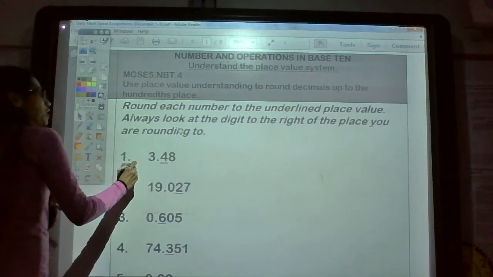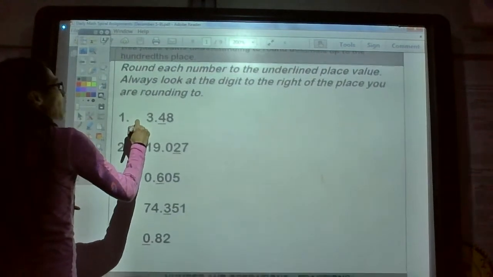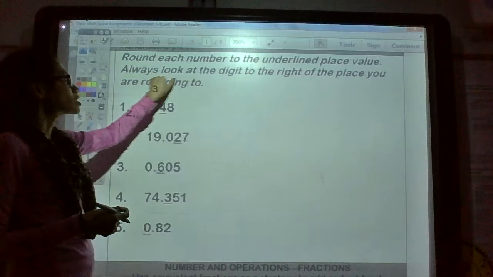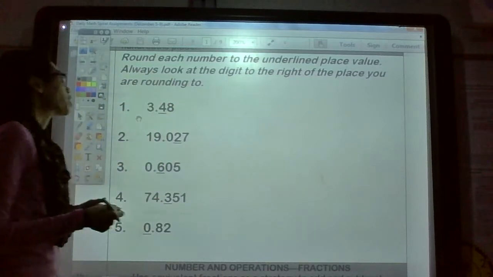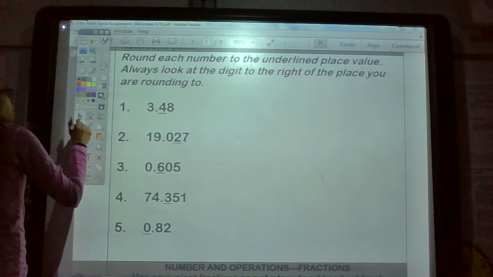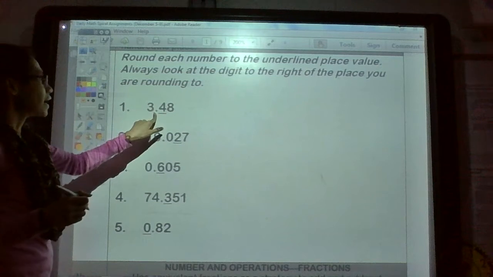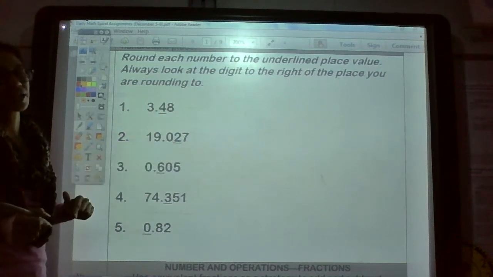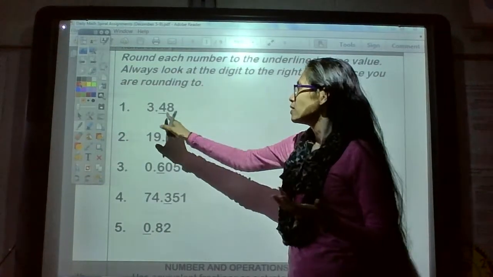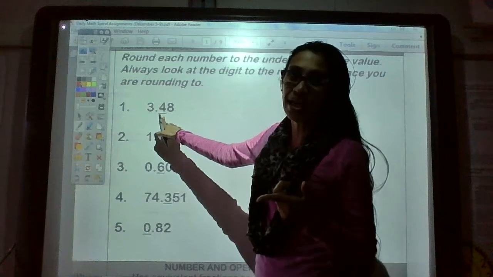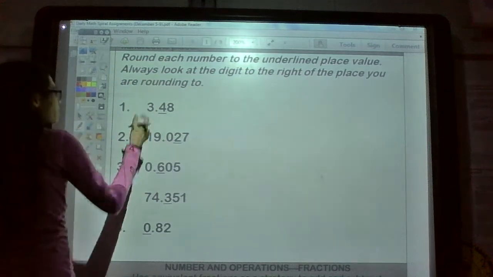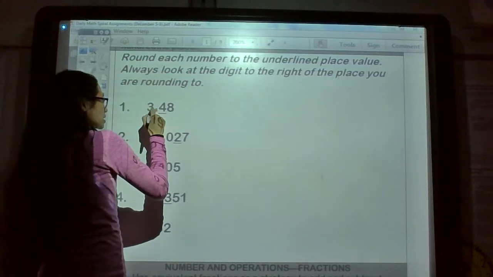All right. So for these problems, we need to round each number to the underlined place value. Here's your clue. Always look at the digit to the right of the place you are rounding to. Now, look at this first one. Let's say that number with me. That number is 3 and 48 hundredths. We are rounding to that underlined place. What is the digit in that underlined place? That's a 4. And what place value is that? That is the tenths place. So that means we are rounding this digit to the nearest tenths place.